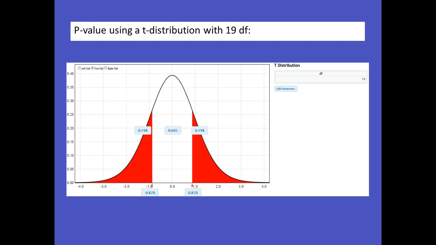Here's the p-value that we get using a t-distribution with 19 degrees of freedom. Our test statistic was 0.8701. StatKey will only accept it to 3 places, which is why I have the cutoff as 0.870. And it looks like we're getting a p-value that's a little bit bigger because we have 0.198 in each tail, whereas with the randomization distribution we had 0.185. And so yeah, there is a difference between what we're getting here and what we would have gotten in Chapter 4, but it's nothing that's too crazy. You still end up with the same conclusion.